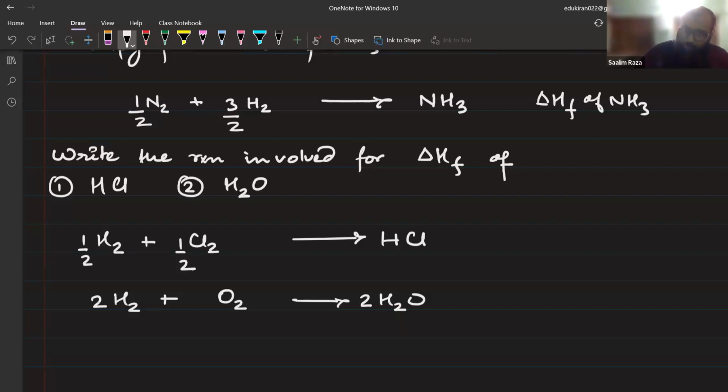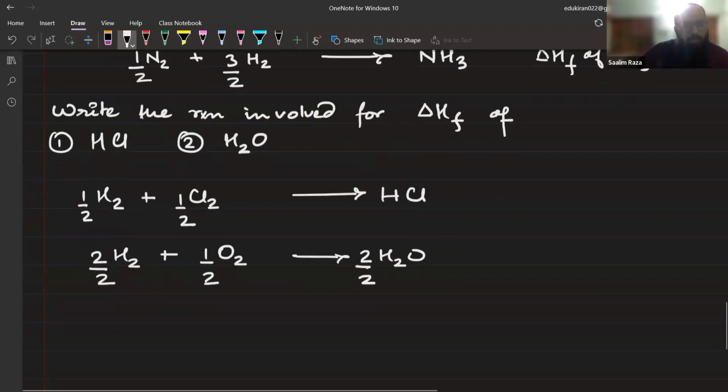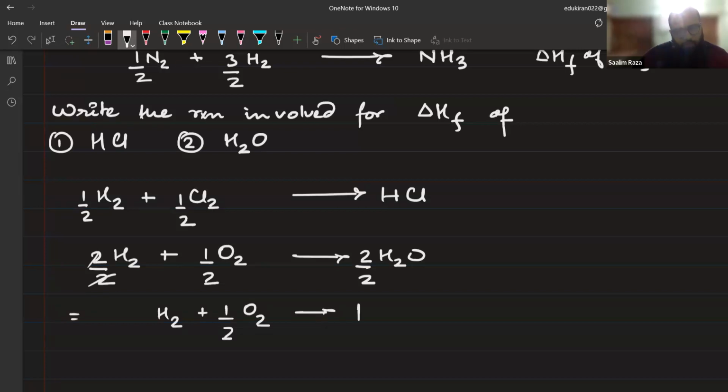Now I don't want 2 H2O molecules because of the definition of enthalpy of formation. So I will divide this by 2. I will divide this by 1 by 2 and this will be 1 by 2. So I will actually get it as H2 because 2 and 2 cancels plus half of O2. That is going to give you 1 mole of H2O. Okay, these two will get cancelled. No, 2H2O is not required, na.